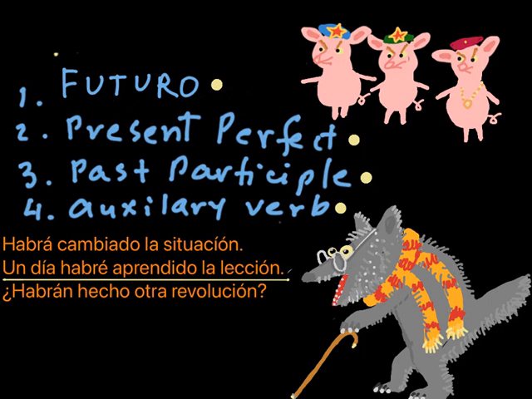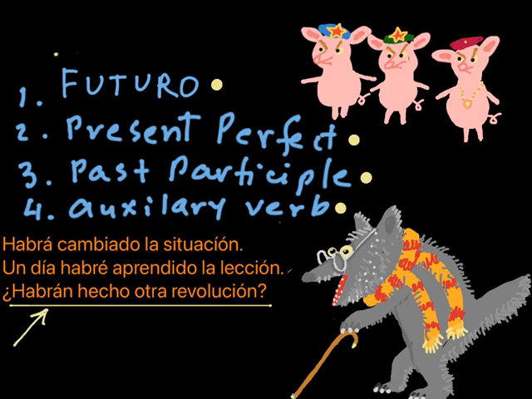One day I will, the future of the verb haber, auxiliary verb, the past participle of the aprender, to learn, and then la lección, the lesson, is the cognate, easy to understand. Finally, let's see, habrán hecho otra revolución. They will have done another revolution.